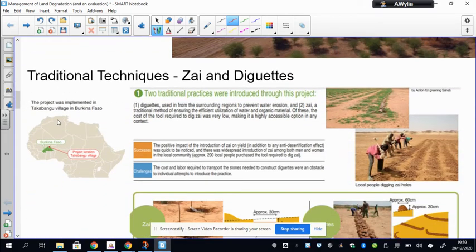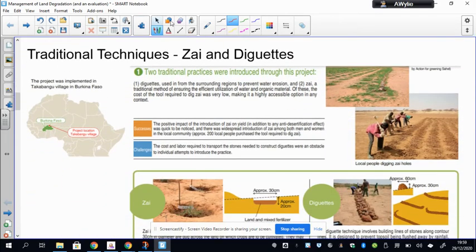Right, now down to a couple of traditional techniques. So these are really good to use in an exam because you're naming traditional techniques. These are techniques that have been seen in Burkina Faso. Actually, they've been used recently as part of a pilot project in Takabangu village. Once again, using these kinds of details in any exam answer is really positive.